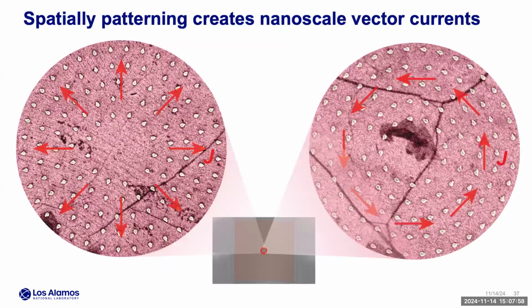Okay. So as I said earlier, you can spatially pattern these resonator arrays or these plasmonic arrays so that you get vectorial currents. So this is an array that's been patterned so that you get radial currents and terahertz emission. And this one is patterned so you get azimuthal currents and terahertz emission.